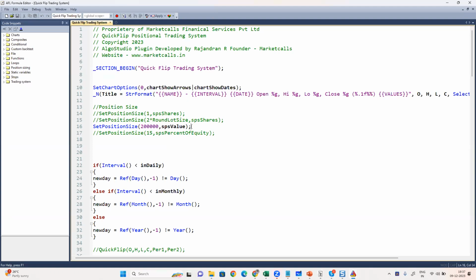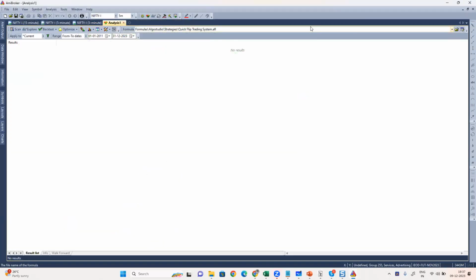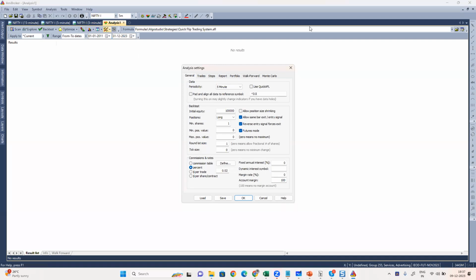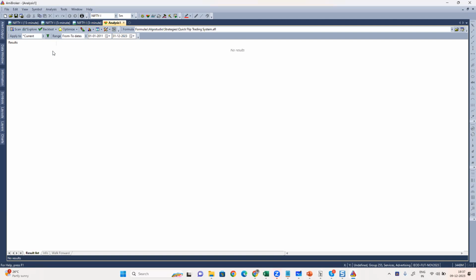So position sizing has been set to 2 lakhs, to trade 2 lakhs every time. Every single trade will be 2 lakhs. I'm going to keep the capital at 3 lakhs over here, long only, on a 5-minute scale. Right. So it's a long-only setup. And commissions I have kept at 0.02% to trade in Nifty.